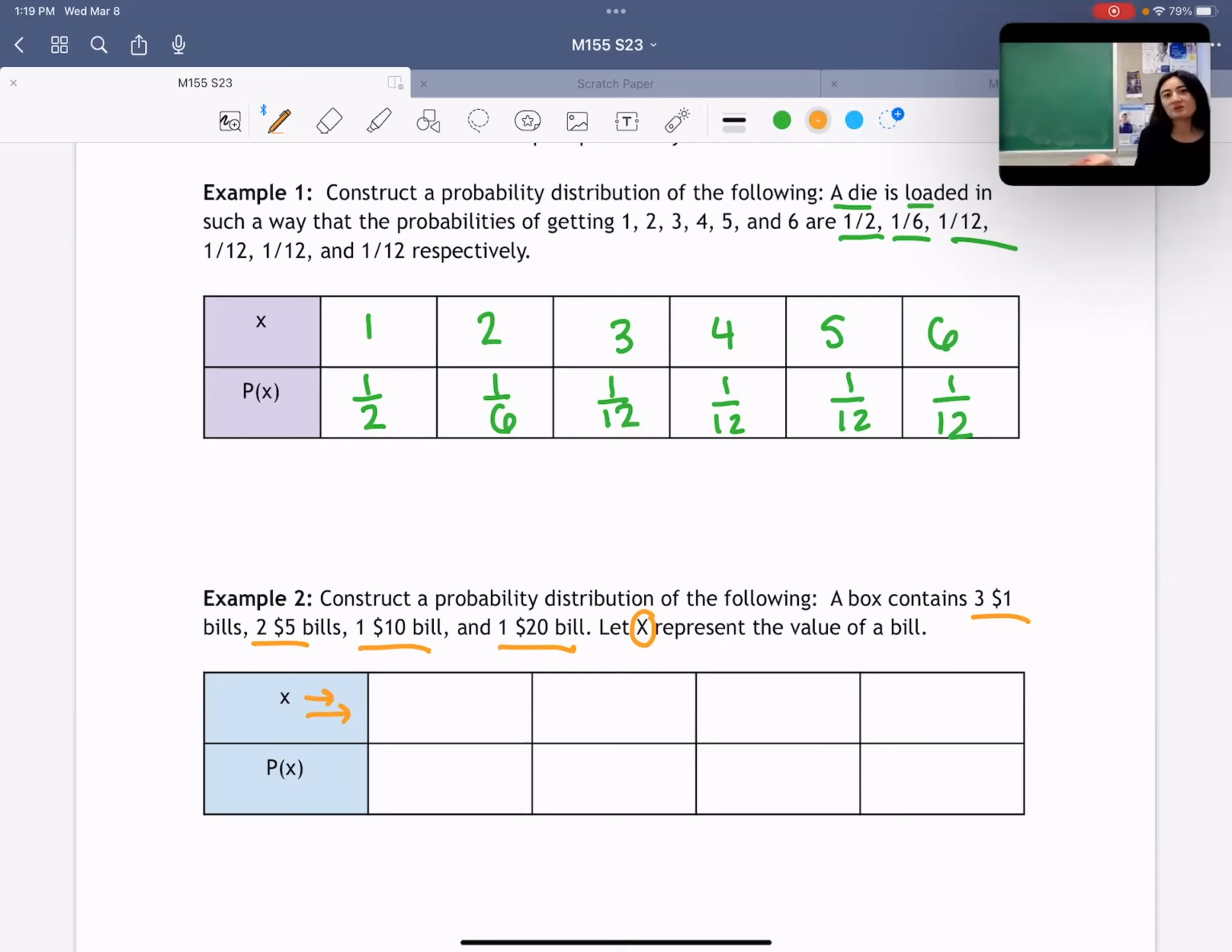The values, right? I know there's a 3, 2, 1, and 1, and then there's a 1, 5, 10, and 20. The numbers that go in the X row are the actual values of the bills. So like a $1 bill, or a $5 bill, or a $10 bill, or a $20 bill. So these are the actual things that can happen. Underneath them are the probabilities.